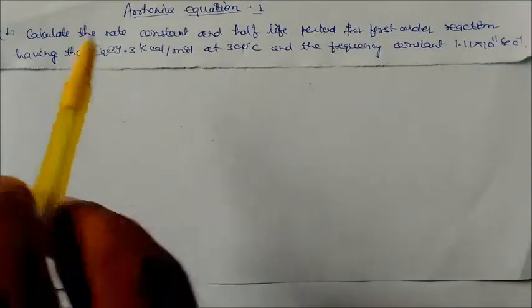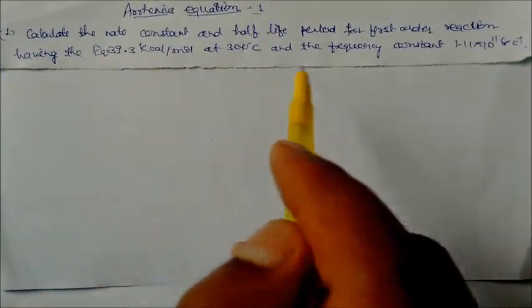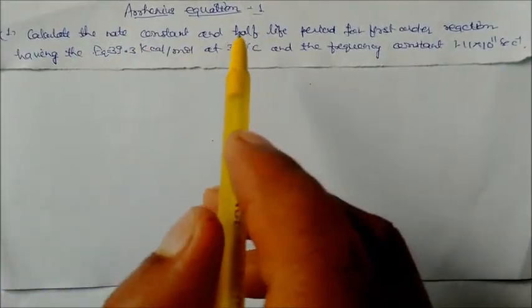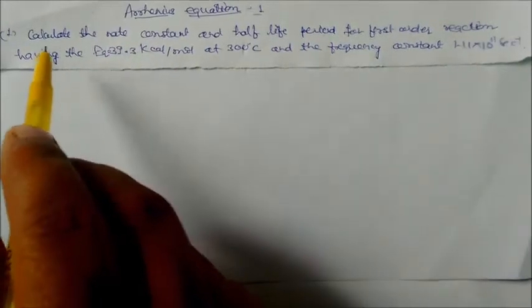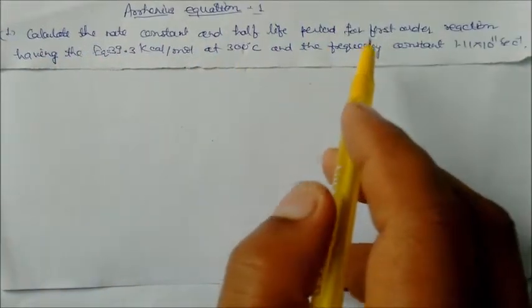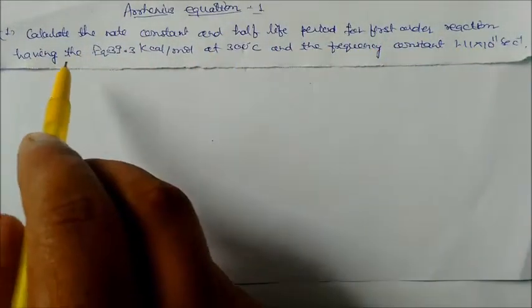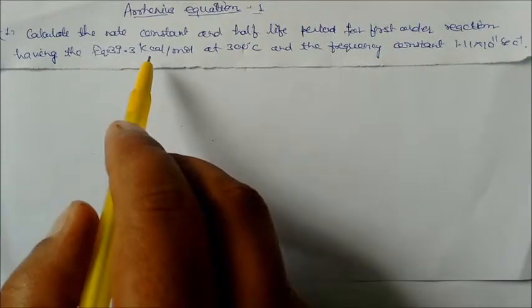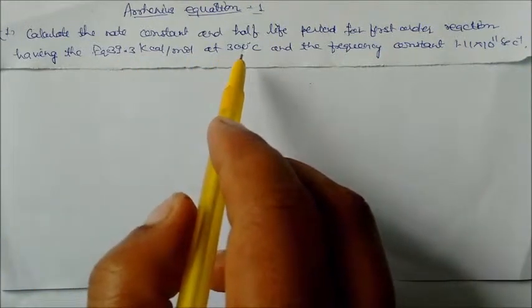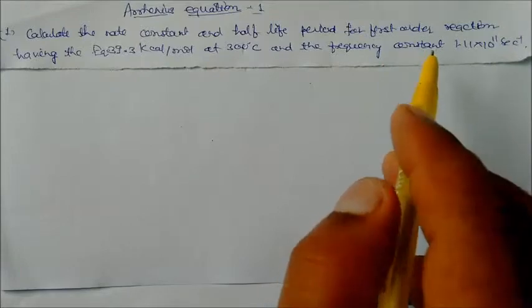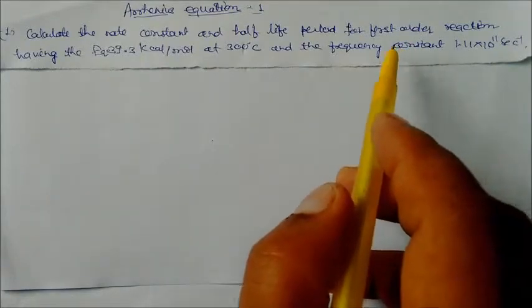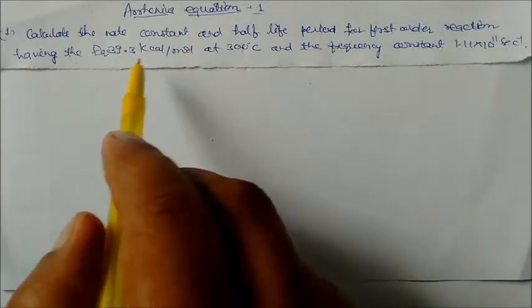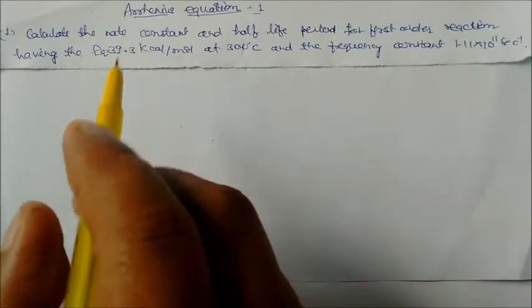So let us see this problem. Arrhenius equation. Some important questions based directly on this Arrhenius equation. Calculate the rate constant and half-life period of the first order reaction having activation energy 39.3 kilocalorie per mole at 300 degrees centigrade and frequency constant. So we have been given the frequency constant, temperature, and activation energy, so we can directly calculate the rate constant.